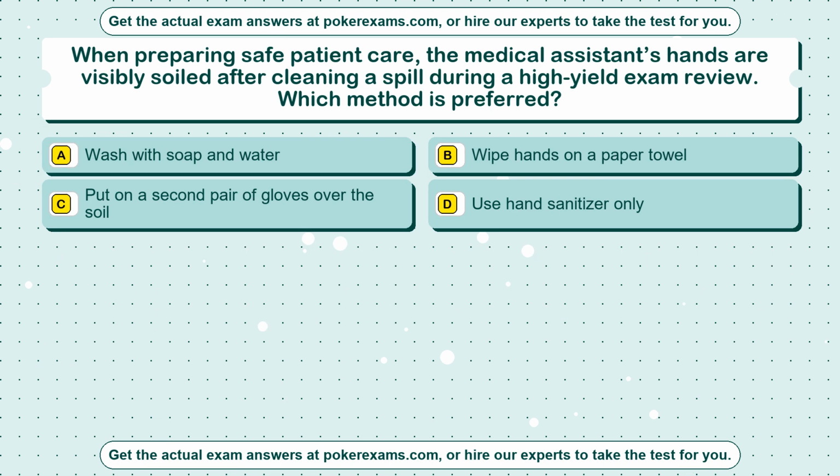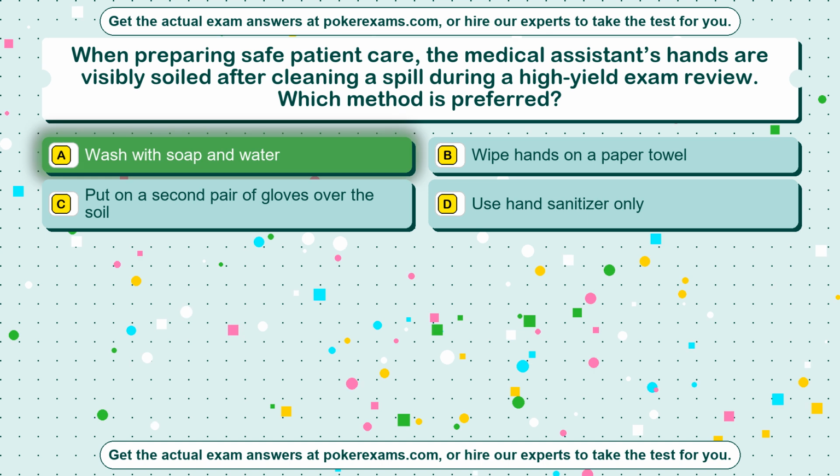Question 11. When preparing safe patient care, the medical assistant's hands are visibly soiled after cleaning a spill during a high-yield exam review. Which method is preferred? Option A. Wash with soap and water. Option B. Wipe hands on a paper towel. Option C. Put on a second pair of gloves over the soil. Option D. Use hand sanitizer only.